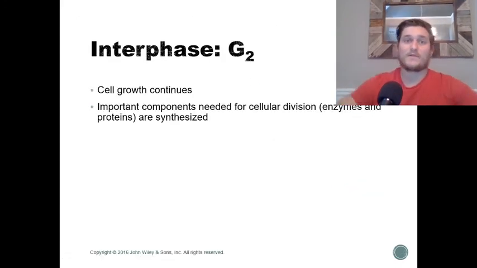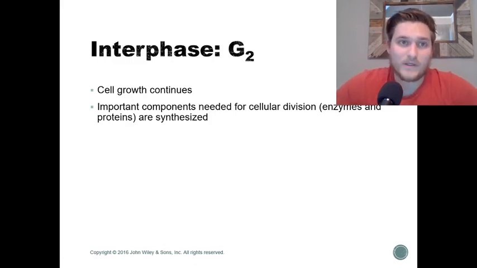And the last stage of interphase is called G2. We're going to continue the growth of the cell volume. This way we can have enough size for 2 cells. It's an important component needed for cellular division because we're going to get a lot of those important proteins and important enzymes that are required for cellular function.